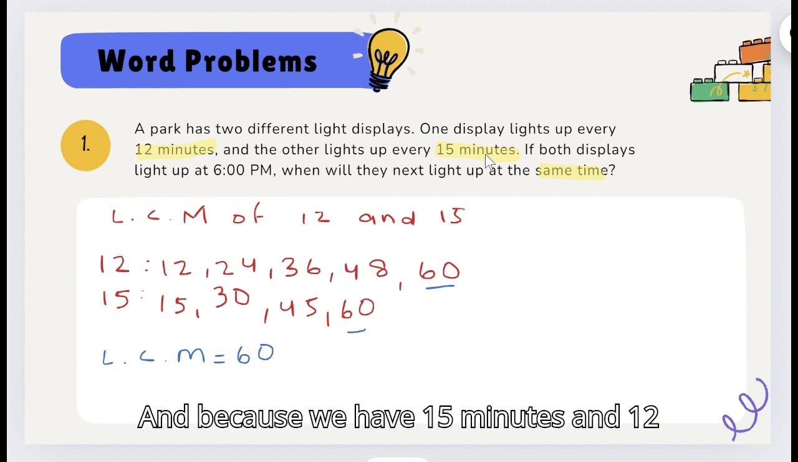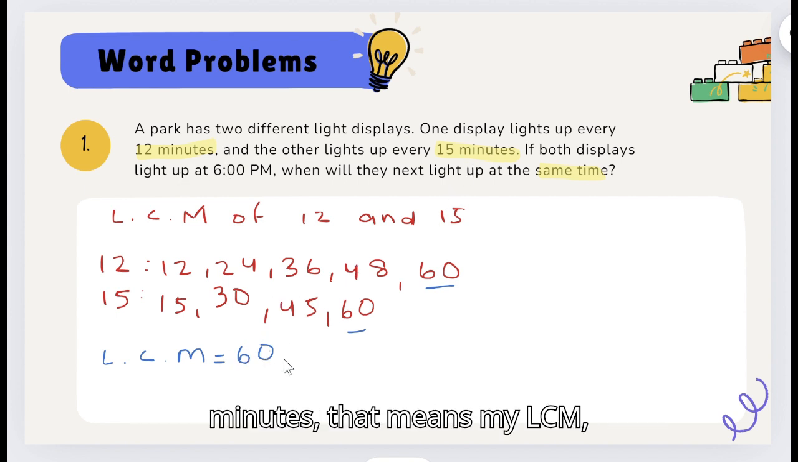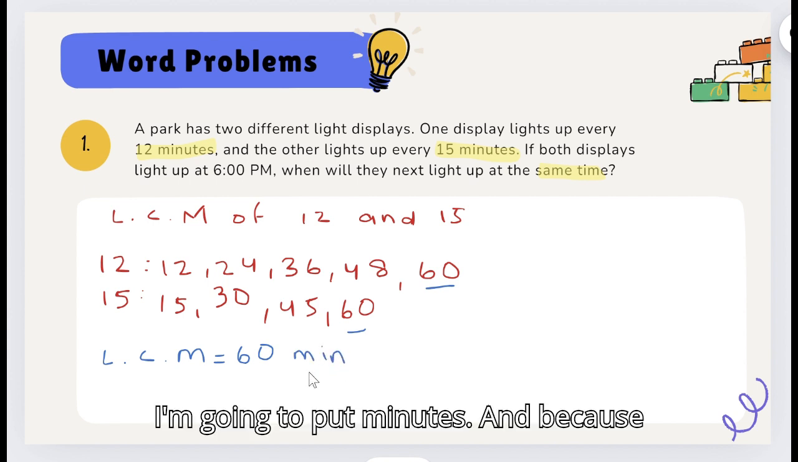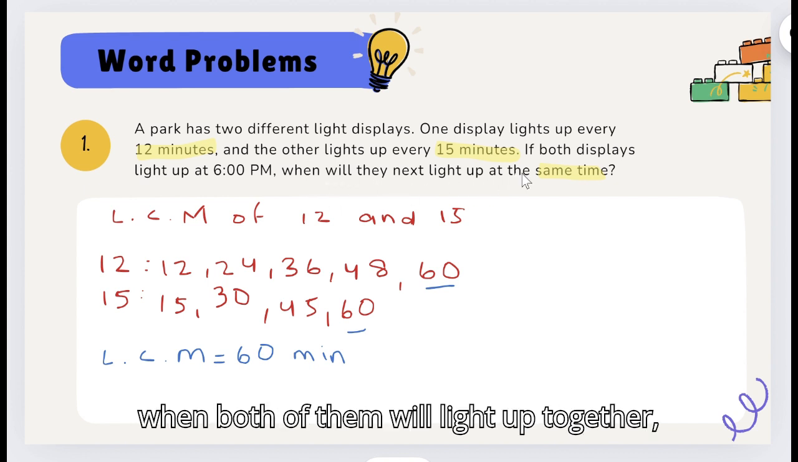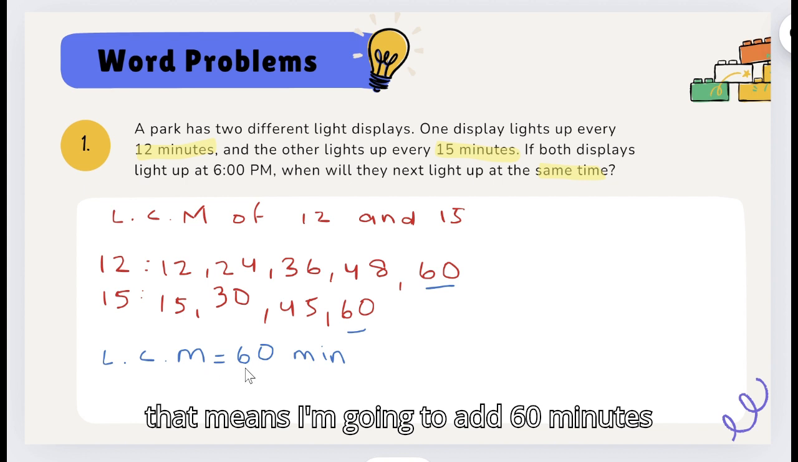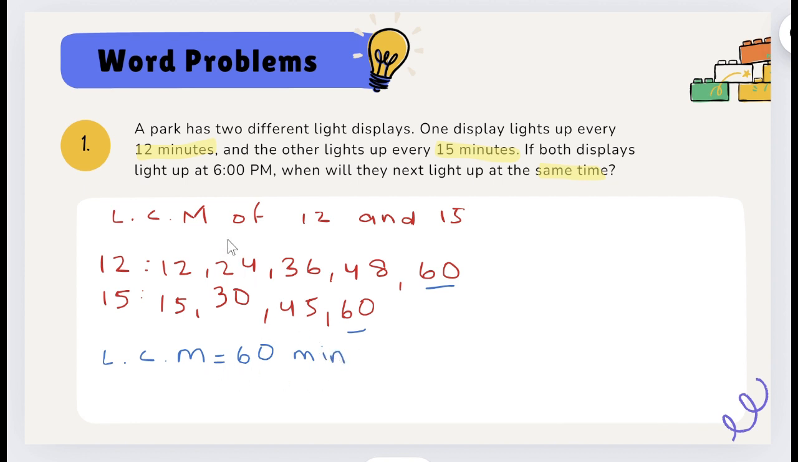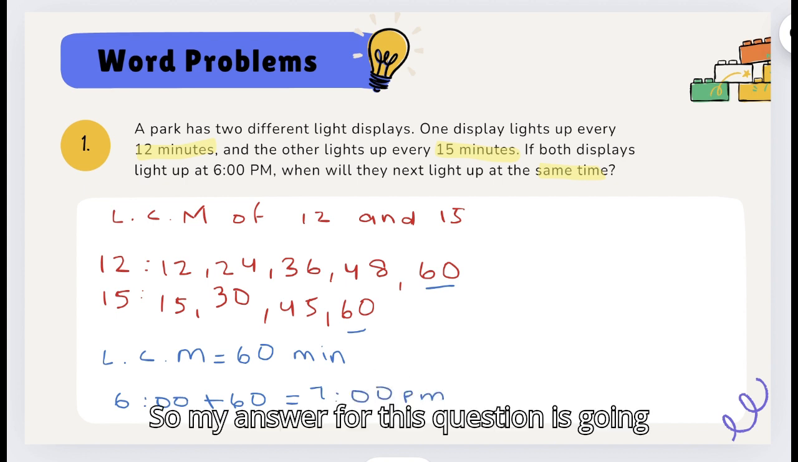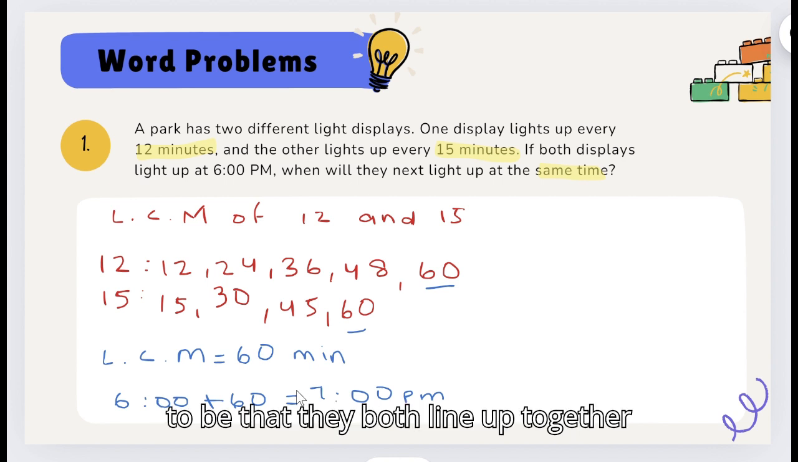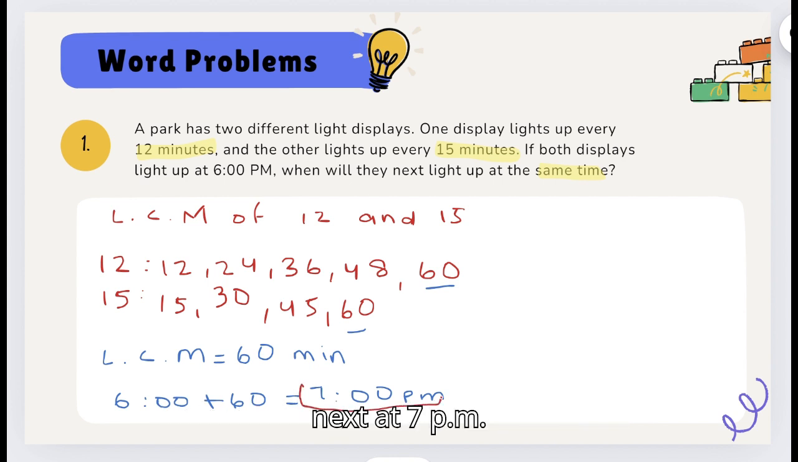And because we have 15 minutes and 12 minutes, that means my LCM, I'm going to put minutes. And because it's minutes and you have to tell when both of them will light up together, that means I'm going to add 60 minutes to 6 p.m. So 6 p.m. plus 60 minutes gives me 7 p.m. So my answer for this question is going to be that they both light up together next at 7 p.m.